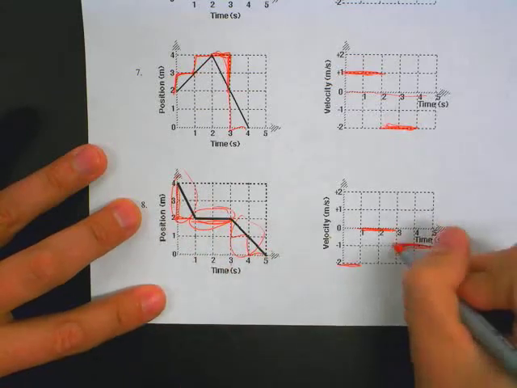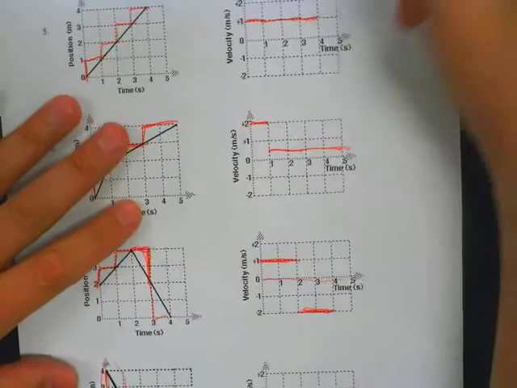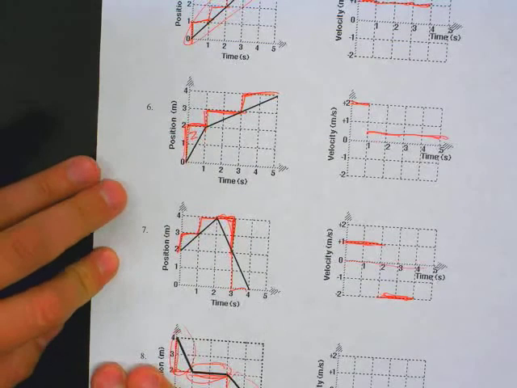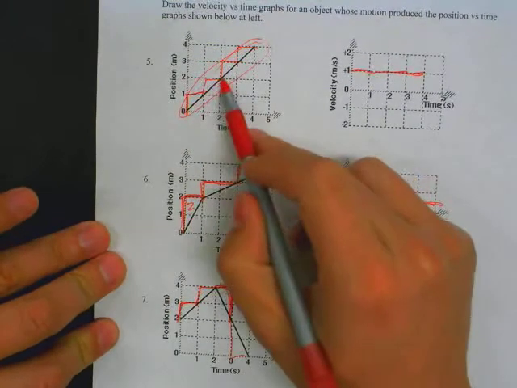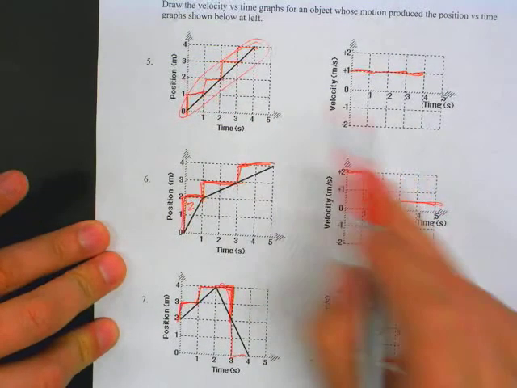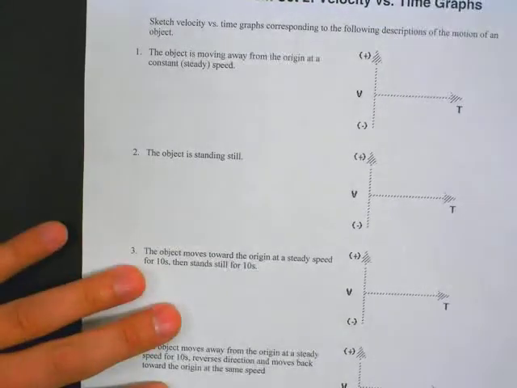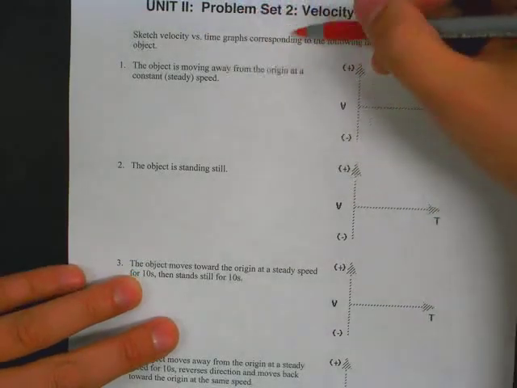Okay, so you can kind of see how your velocity time graphs work. Remember, what we're doing is we're just looking at the velocity of that line, which is the same as the slope of that line, and we are graphing the slope of that line onto a velocity time graph. Okay, so in this case, we're going to kind of sketch our own from a story. So sketch a velocity versus time graph following the description.